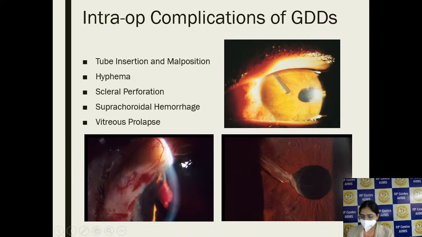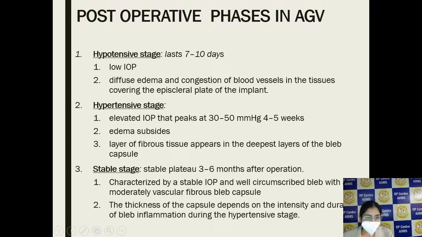Now, one more thing I want to mention here: during the hypertensive stage, when the pressure is reaching 30 to 50 mm Hg, we don't just leave the patient with a high IOP. We have to start the patient on one or two anti-glaucoma agents. They can be aqueous suppressants also. So we start the patient on anti-glaucoma agents. Also, there is a role of antifibrotic drugs such as mitomycin C.